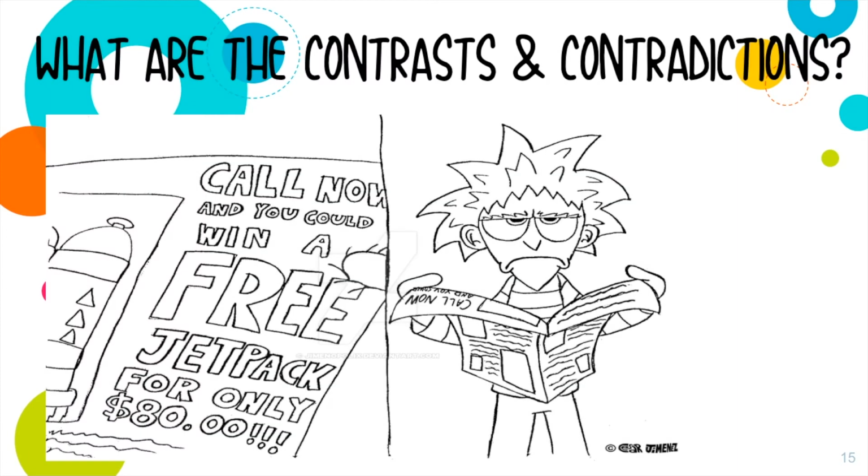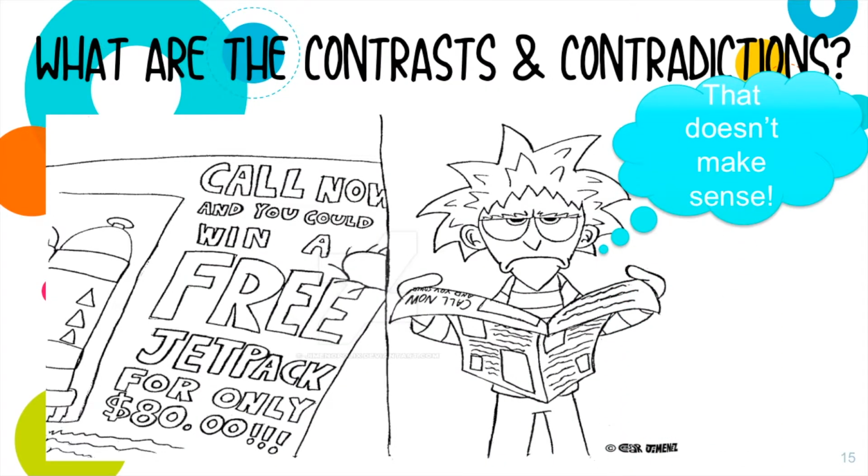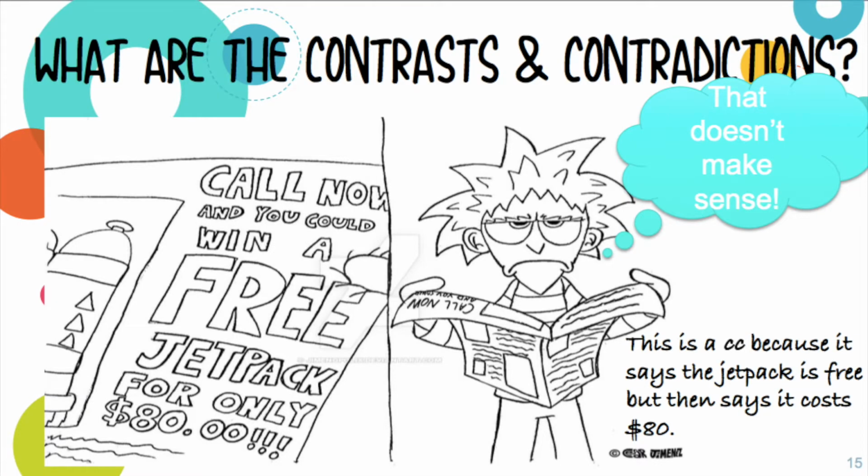Let's practice. What are the contrasts and contradictions in this picture? We see a person looking at a newspaper and they look really angry or confused. We see what they're reading. Call now, you could win a free jetpack for only $80. A free jetpack for only $80? That is a contrast and contradiction. That does not make any sense. So this is a contrast and contradiction because it says that the jetpack is free, but then it says that it costs $80. Okay? If something's free, it doesn't cost anything.